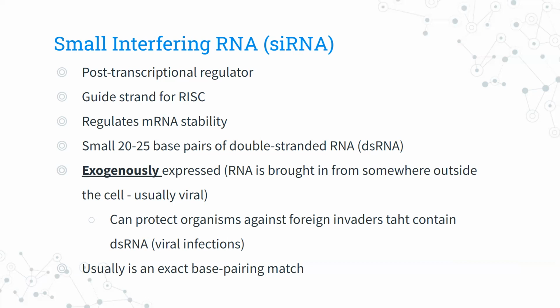What does that mean? Exo, from outside of the cell. It's usually coming from a viral particle in most cases. And this can protect organisms against foreign invaders that contain that specific dsRNA. It's kind of a similar process to how CRISPR works, but CRISPR is different. And then usually for siRNA, it is an exact base pair match.